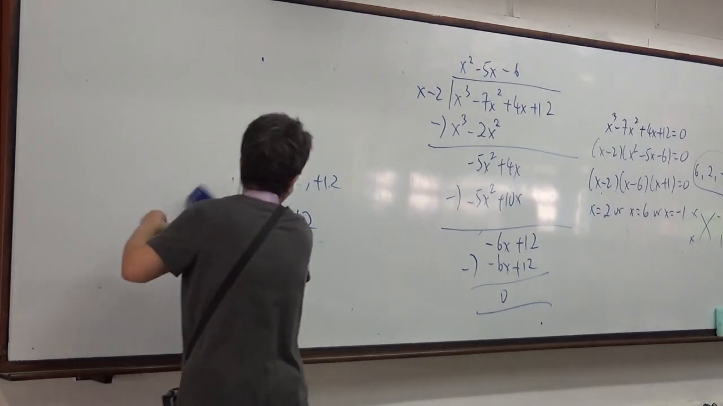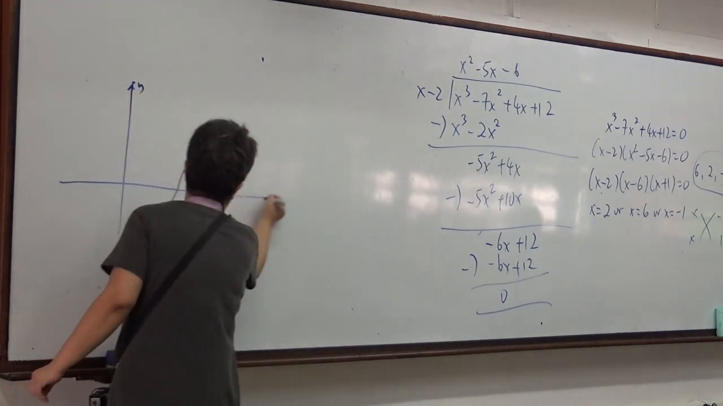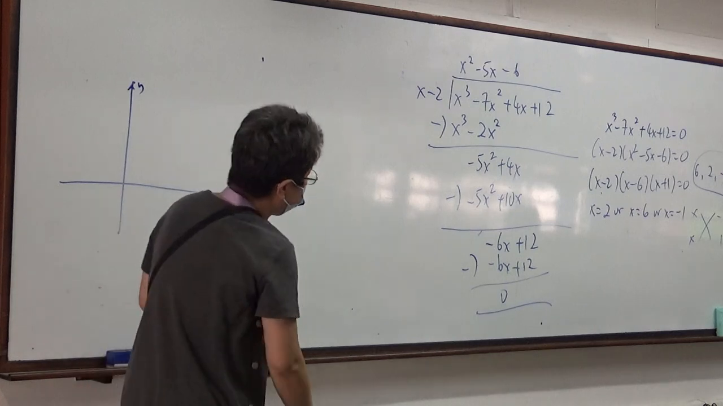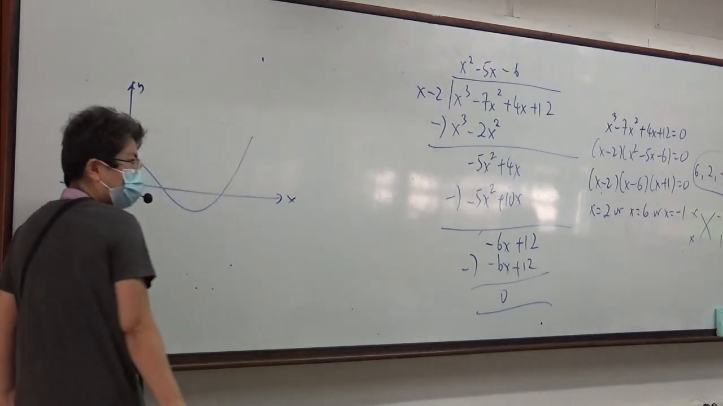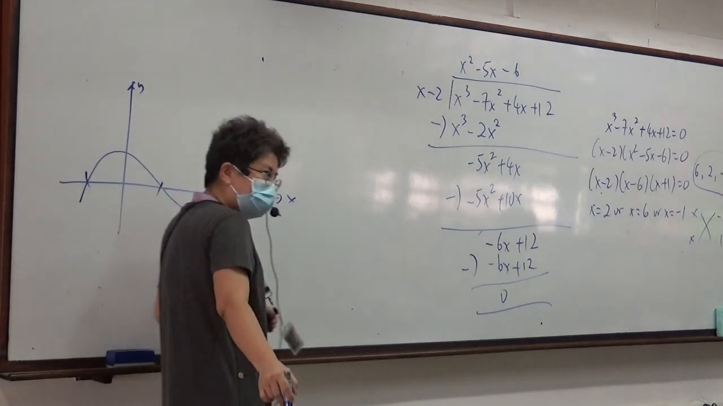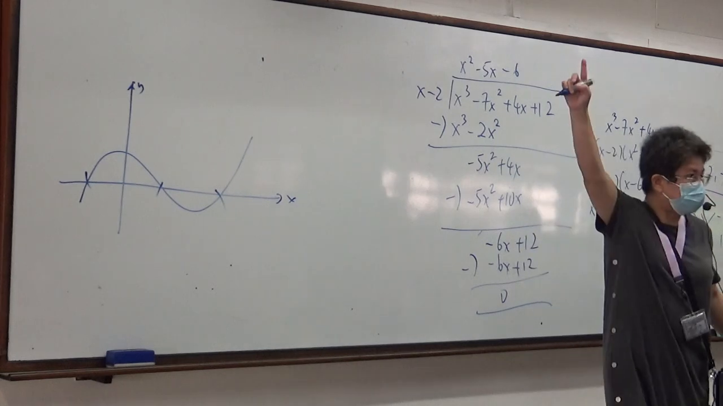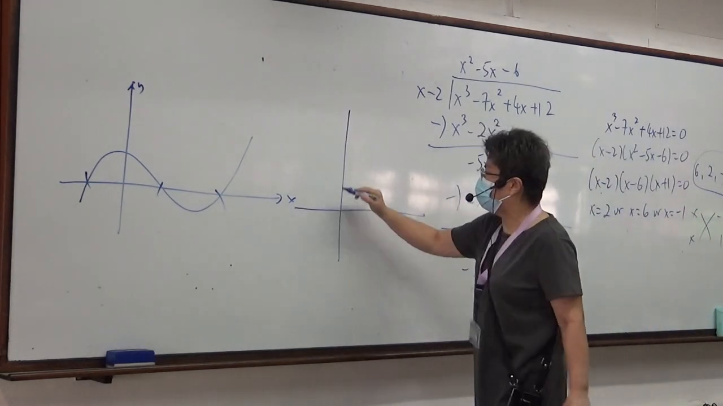When we have three roots, what does it mean? This one cuts at 2, 6 and negative 1. So maybe something like that. One point of intersection, 2, 3. Understand? The cubic goes like that. But sometimes the cubic can be like this.